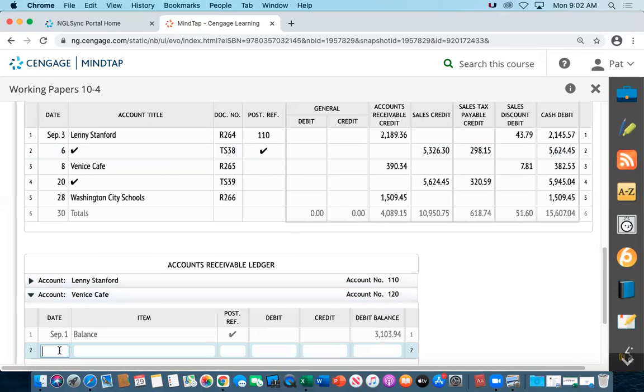Then we go down to Venice on the 8th. We have CR9, and we have a credit. We paid off $390.34, which lowered our bill to $2,713.60. The 3,000 number represented how much money they owed us. They paid us a little bit. We subtract that: debit balance, credit goes a subtraction, and you get the debit balance.